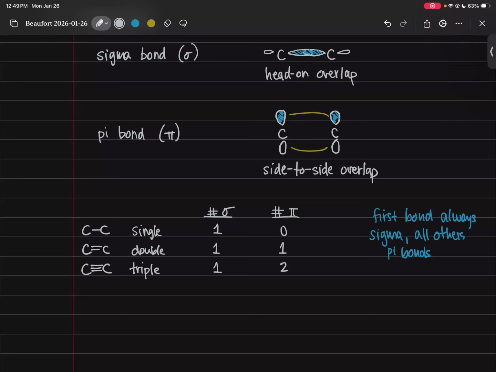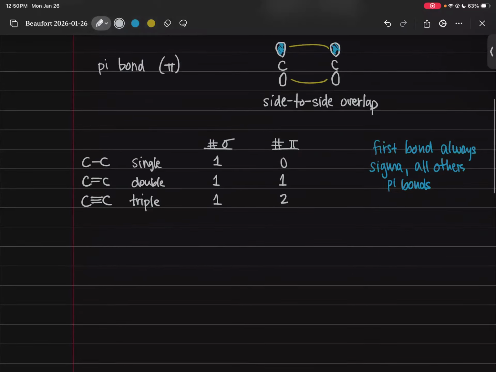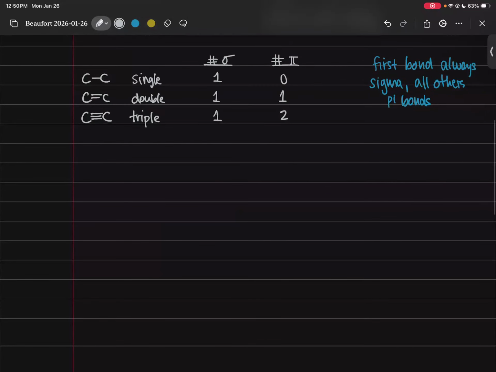So make sure you can identify either in a form like this or in a molecule if we have a single, double, and triple bond, but maybe more importantly, if we have pi bonds involved. Sigma bonds are less interesting because there's always a sigma bond and there's always one of them. But when you have multiple bonds, the extra bonds are pi bonds. Okay, so that's our little side note on sigma and pi bonds.